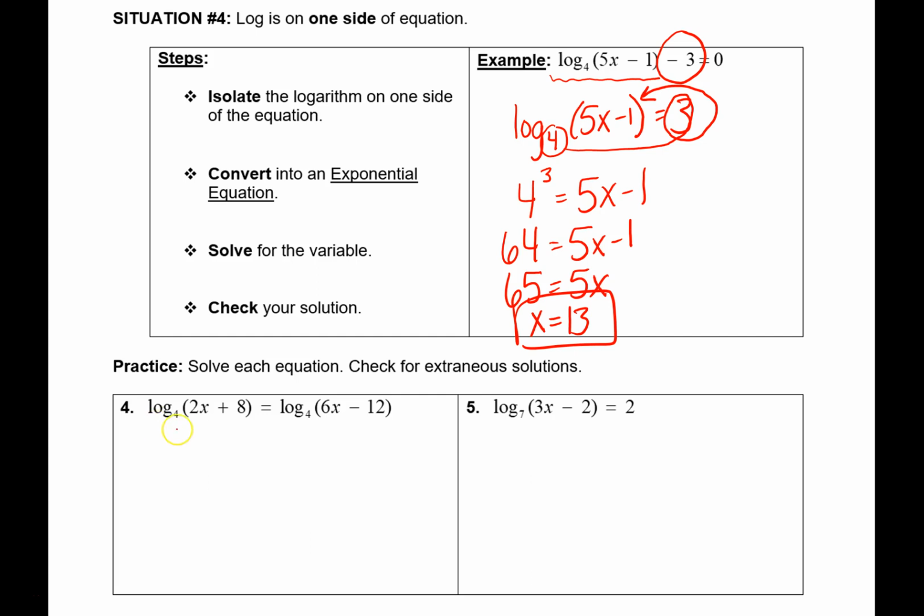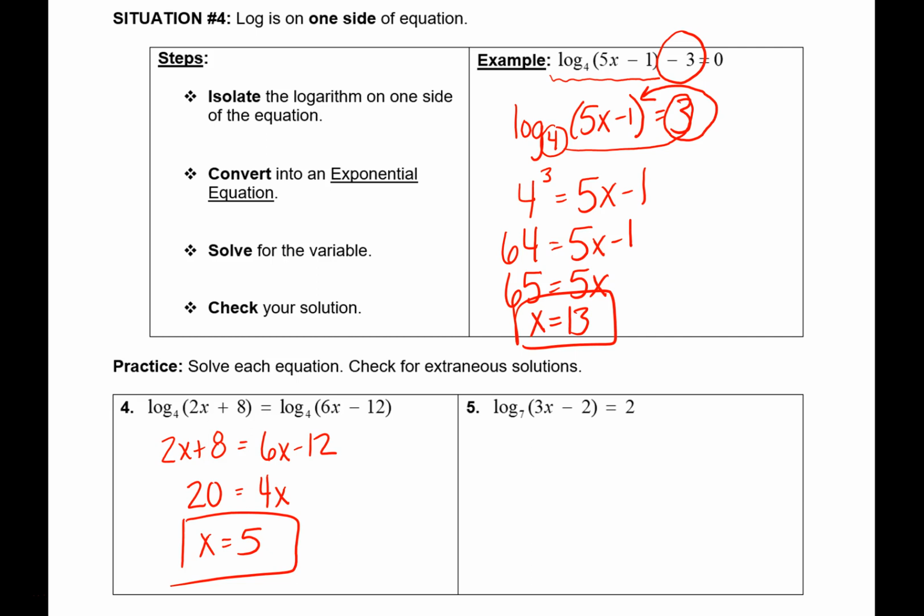Number 4 is log base 4 on both sides, so that means the 2x plus 8 is equal to the 6x minus 12. I'm going to subtract 2x, which gives me 4x. I'm going to add 12, which gives me 20, and then I'm going to divide both sides by 4, so x is equal to 5.